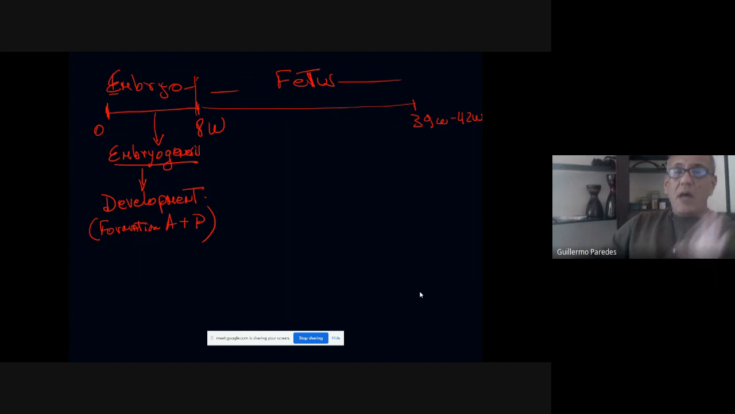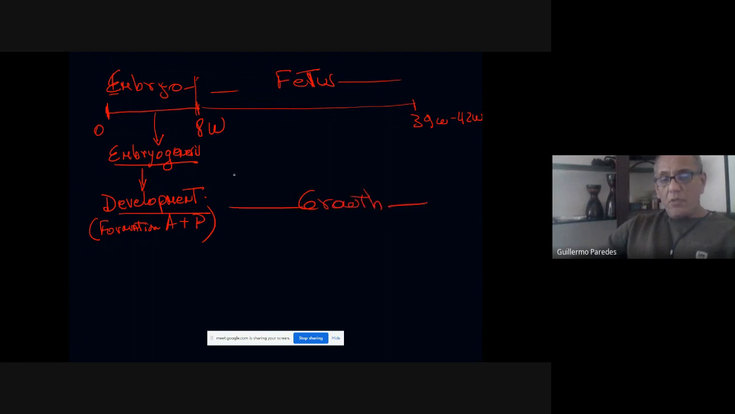Now, about eight weeks and beyond, more than 8 weeks is fetus. Here we are going to have another term that is called growth. So we have development and growth. Development is the formation of the anatomy, physiology. After 8 weeks, all the systems are already formed, and what they are going to do is grow. What is growth? An increase in size. You okay with that?